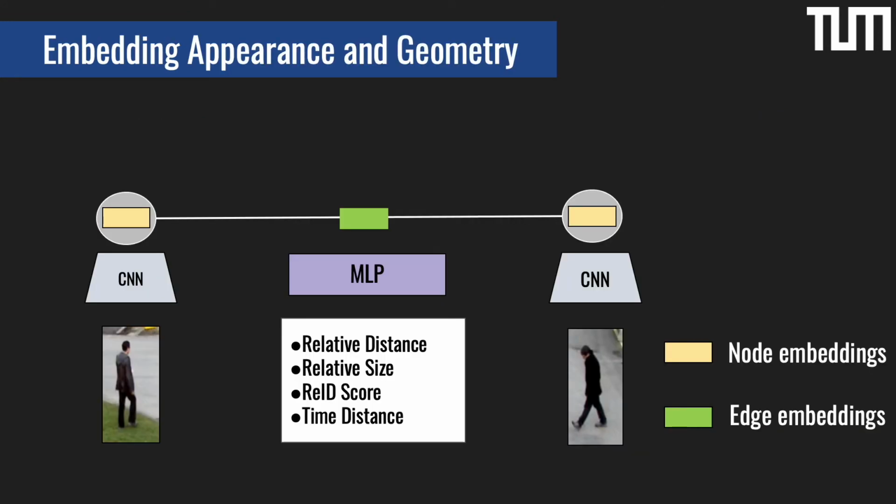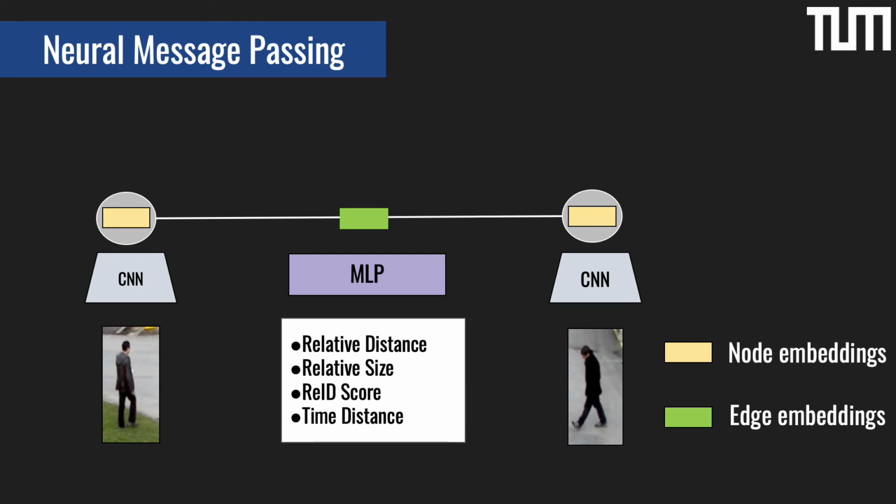To encode appearance cues, we take every object detection and feed its RGB patch to a CNN that is shared across the graph. This way, we obtain an initial embedding for every node. For every pair of detections, we consider a set of basic coordinate-based features, time distance, and appearance similarity, to build a feature vector that we then feed to an MLP to obtain an initial edge embedding. After that, we start combining these embeddings via neural message passing.